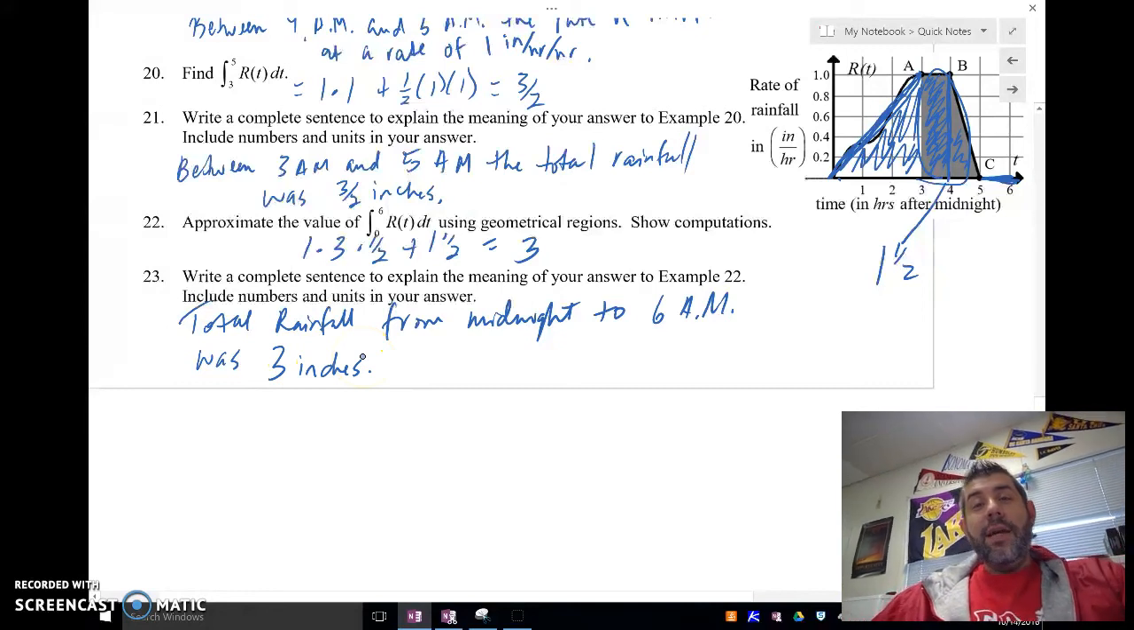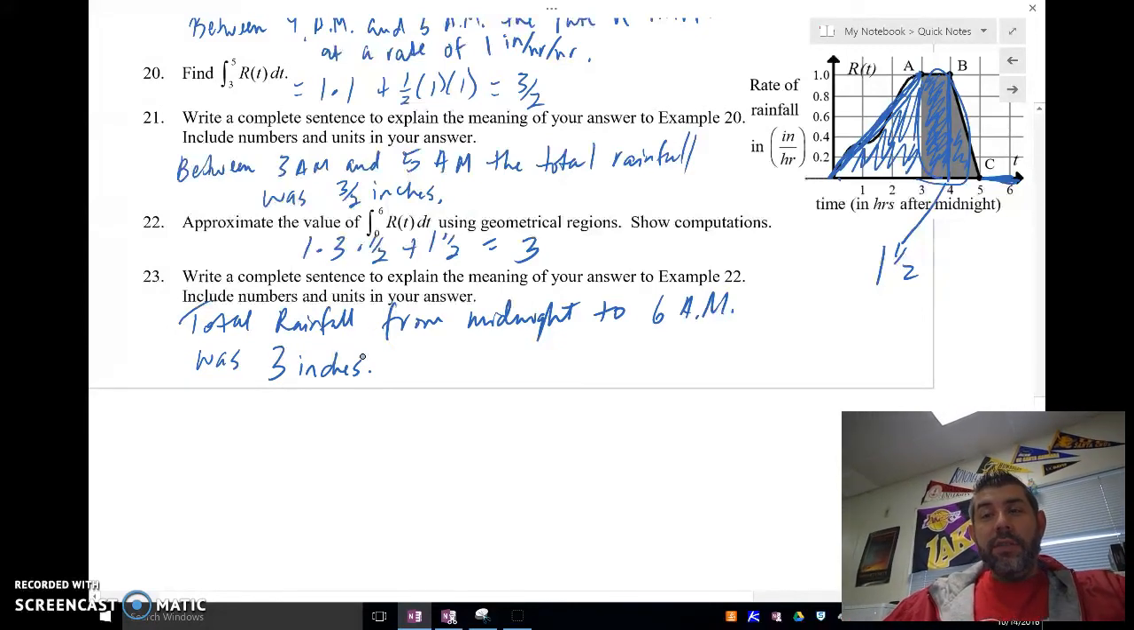Okay, so that's an example of dealing with rate graphs and looking at the accumulation with a definite integral, or looking at what it is telling us in terms of its slope.